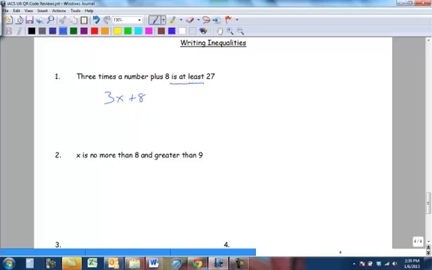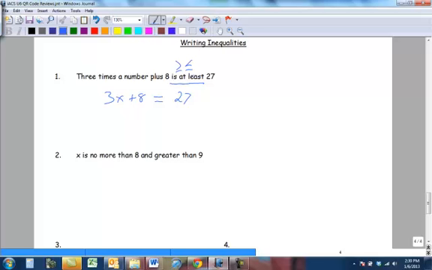Now, that means that's going to be an inequality. We'll talk about what it's going to be in just a minute. 27. So I'm going to leave a space for my inequality. 27. Let's start here. Is at least 27. Can 3x plus 8 be 27 if it is at least 27? Yeah. So we know that it's equal to.